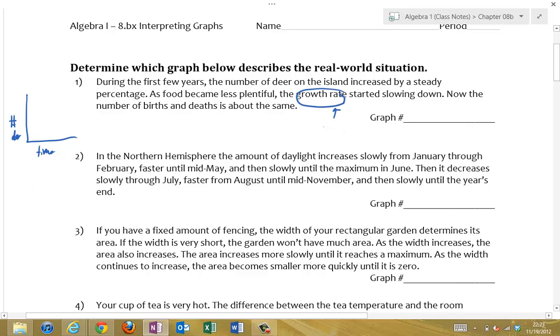I'm going to pause again. Another word for rate is going to be slope, because slope is defined as a change in y over a change in x, and that is a ratio. If you take the first 3 letters of the word ratio, you have a rate. It's actually a rate of change. How many deer are there relative to the amount of time? Now the number of births and deaths is about the same. So if the number of births and deaths is about the same, that's going to be no change.